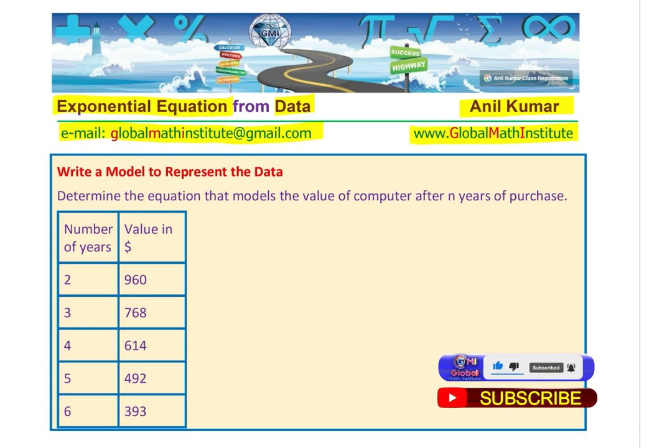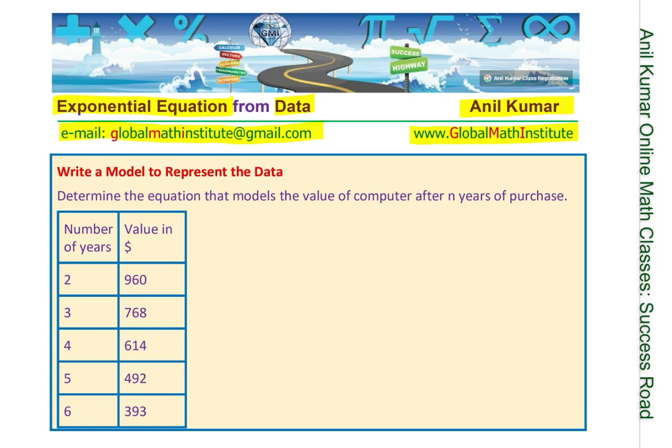Now, whenever we are given data, the best way to go about it is to find the first difference. So let's first find the first difference. That gives us a clue. If the first difference is constant, it's linear. If the second difference is constant, it's quadratic. But if the first difference gives you ratios as constant, then it is exponential.